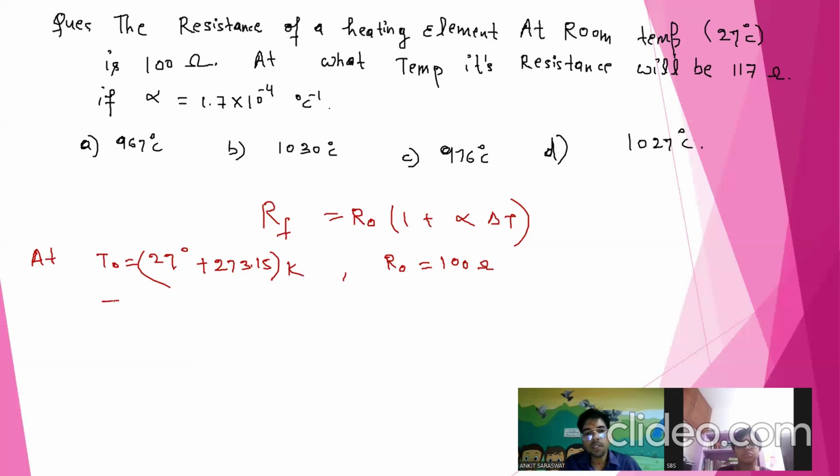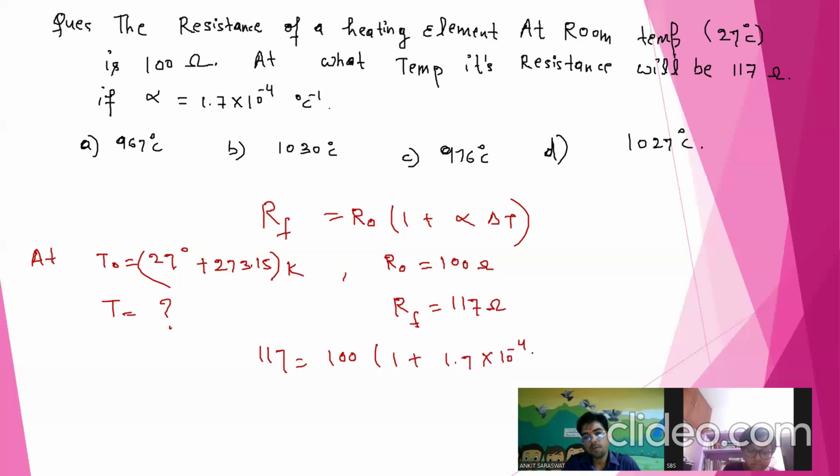At what temperature are they asking? At what temperature its resistance will be 117. They're asking like this, so it's very simple. Alpha is given, calculation only. Alpha is 1.7. Delta T is how much? Final temperature minus initial temperature. Initial is T naught.